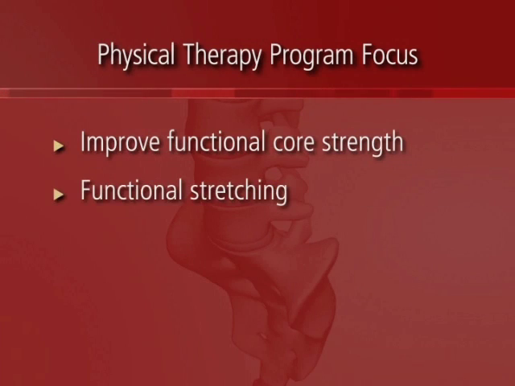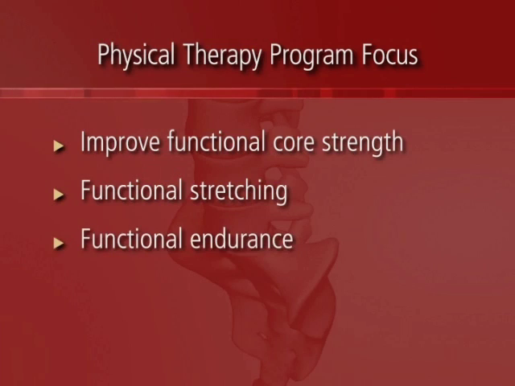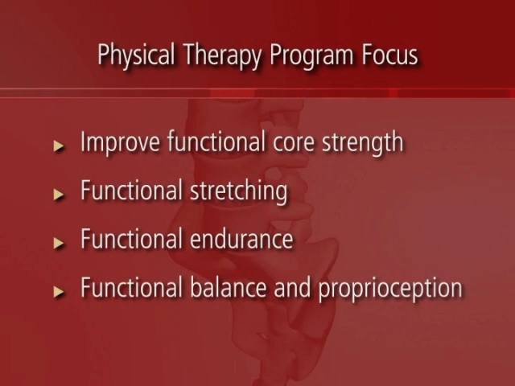The second is functional stretching. This is to regain or improve the range of motion and flexibility of the muscles in your back in all directions. The third is functional endurance. This is to improve your muscular endurance and your ability to maintain correct postural alignment. And finally, the last area is functional balance and proprioception. Proprioception means improving your ability to maintain balance in all planes.